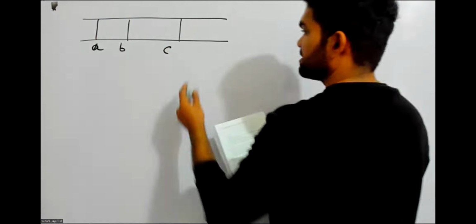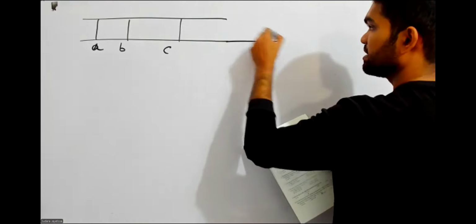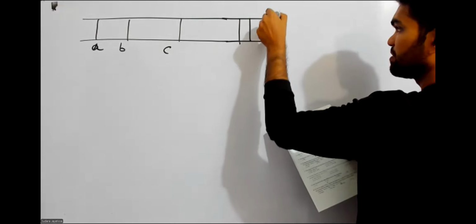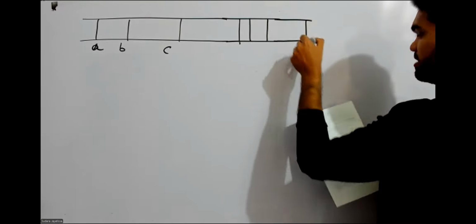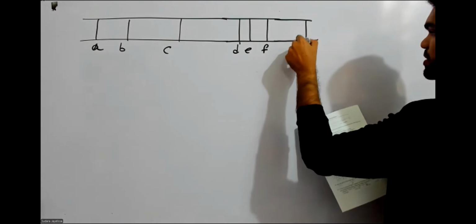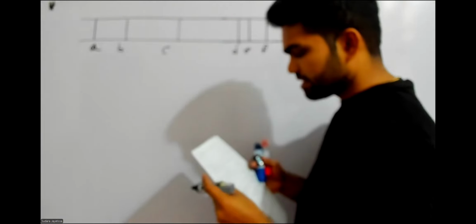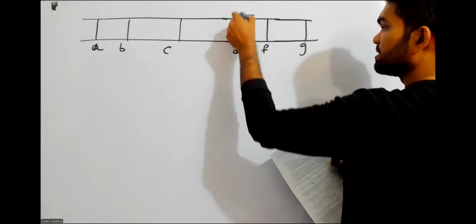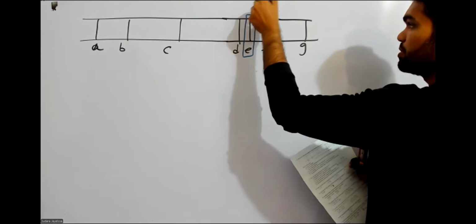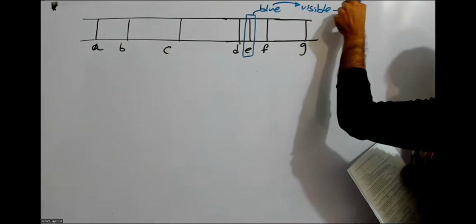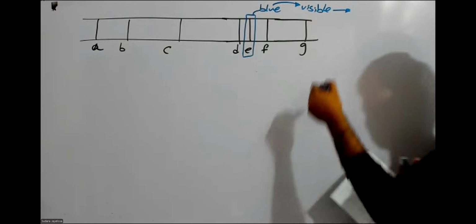A, B, and C. And then after a small space, start D, E, F, and G. It's a good question. And it says E is colored. E is blue color. That means it is in the visible region. So what is the series that is there in the visible region?